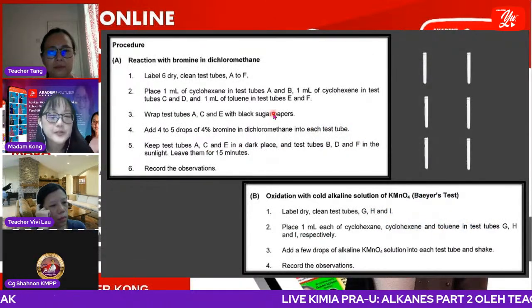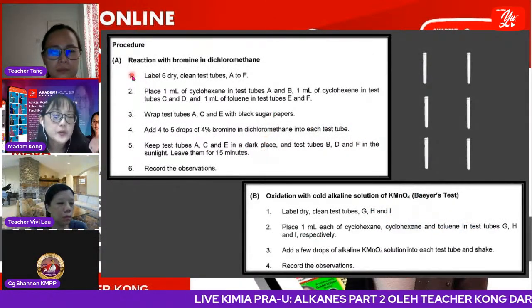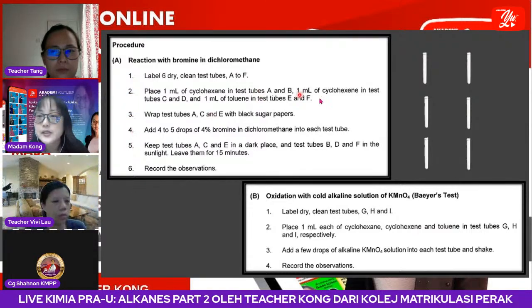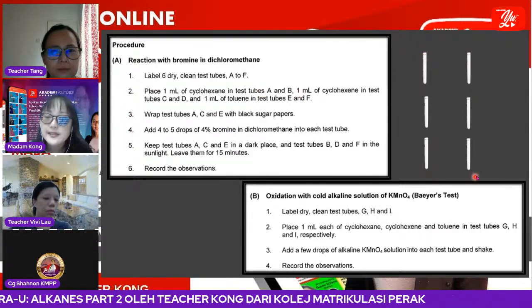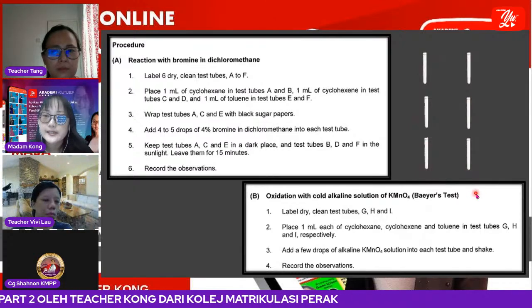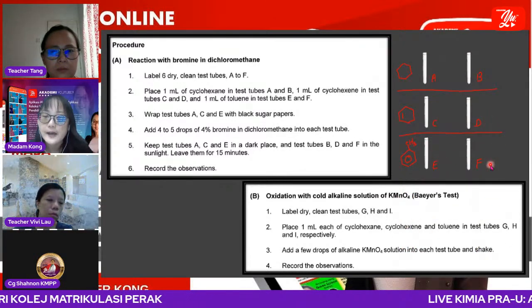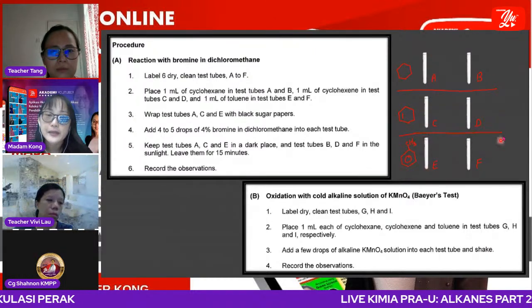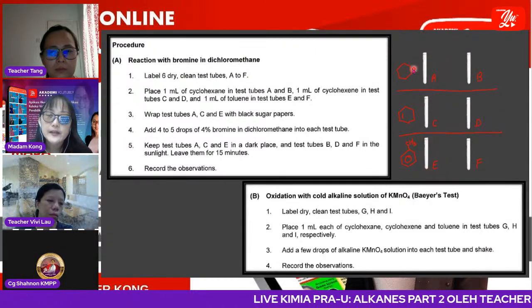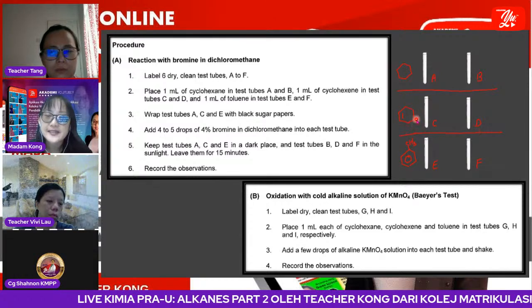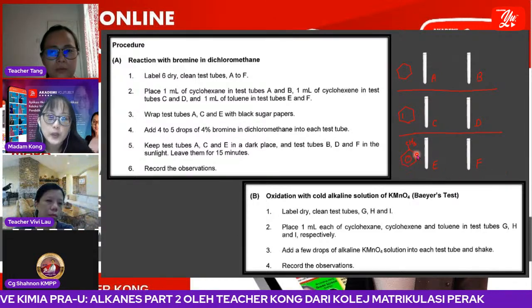So these are the procedures. If you go to step 1, step 2, step 3, step 4, step 5, and step 6, I can explain by using this diagram. You have to prepare 6 test tubes. These 6 test tubes, you have to label A, B, C, D, E, F. You have to attach the labeling paper. So A and B with cyclohexane, alkane. C and D, cyclohexene, alkene. And then E and F with toluene.